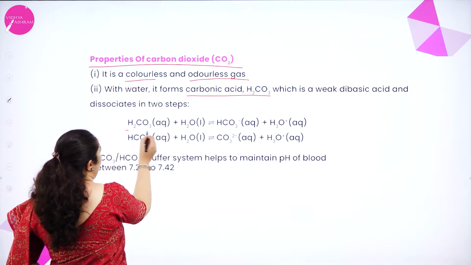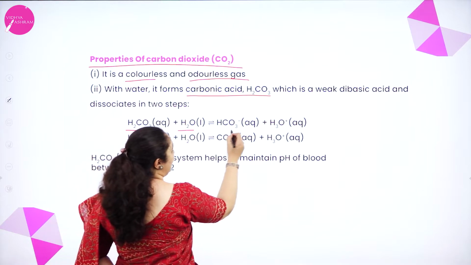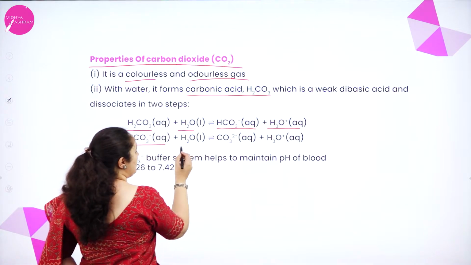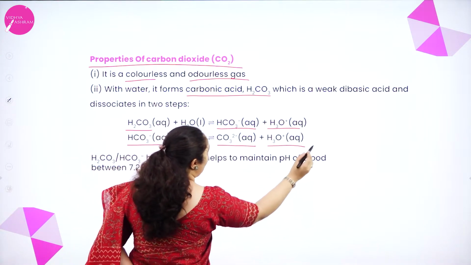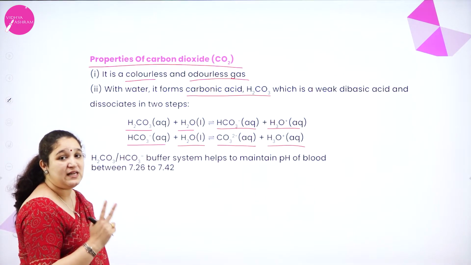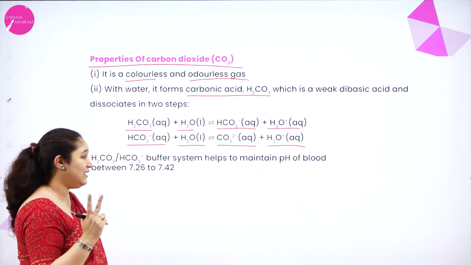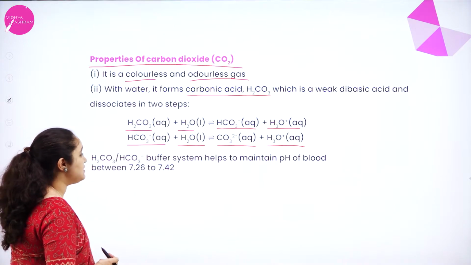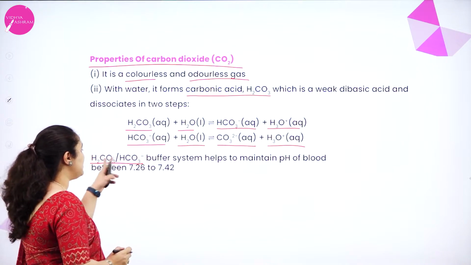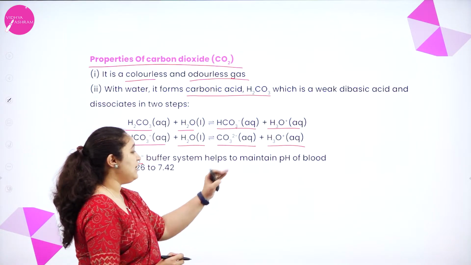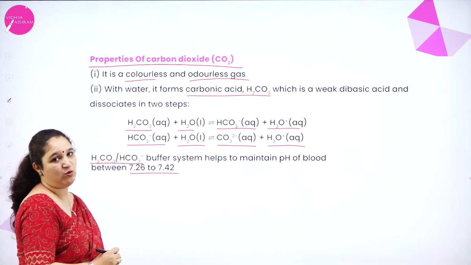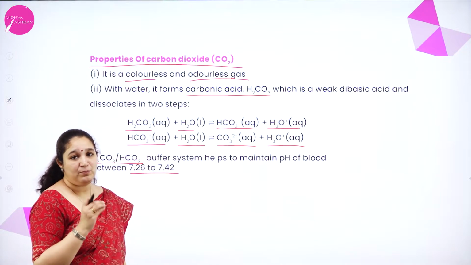That is, you can see H2CO3 with water, it can liberate one H plus ion to form HCO3 minus. HCO3 minus again with a water molecule can form carbonate ion and H3O plus or H plus ion is liberated. So it can give away 2H plus ion, that's why it is called a dibasic acid and it's a weak acid. In the buffer system in our blood, there is a buffer system of carbonic acid and bicarbonate ion which is formed, which helps to maintain the pH of the blood between 7.26 to 7.42. Okay, so that's about the properties.